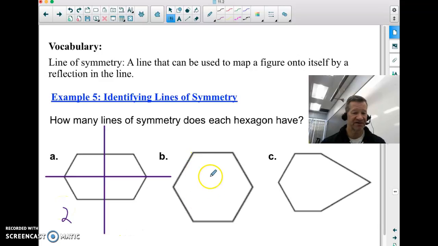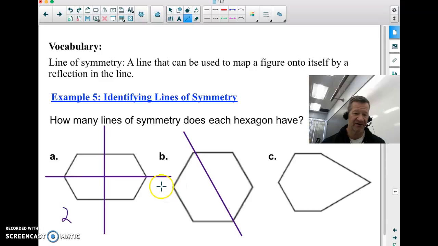Now this one, because it's a regular hexagon, because all sides are the same length and all angles are exactly the same, would have a considerable amount more. I could, for example, go through all 3 pairs of opposite vertices, so that would fold over onto itself. This one would fold over onto itself. This would certainly fold onto itself. And notice they all cross in the center.